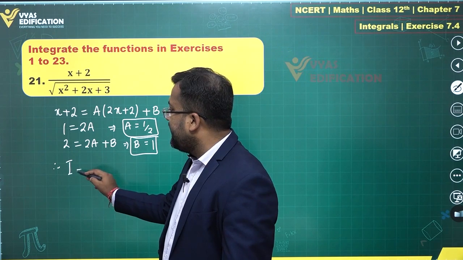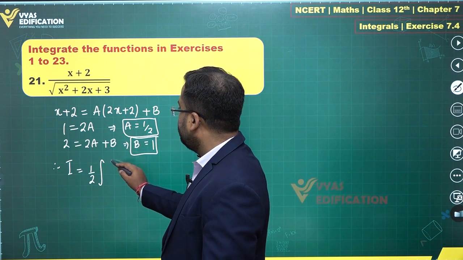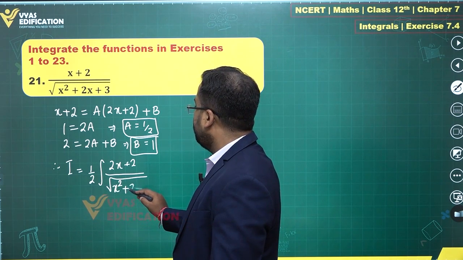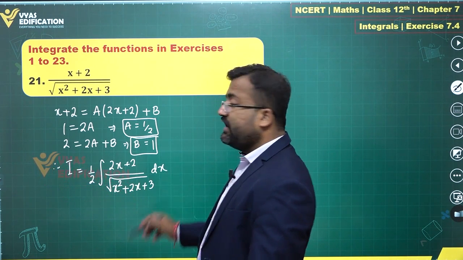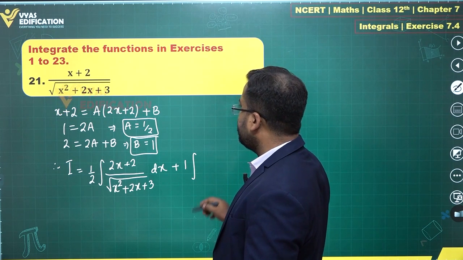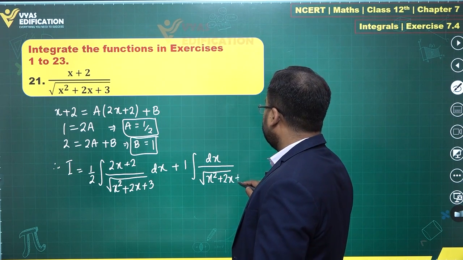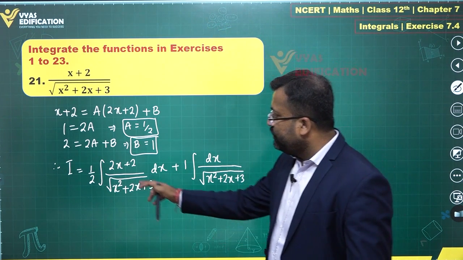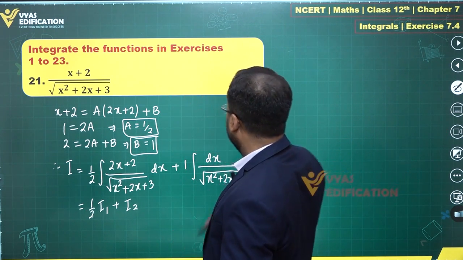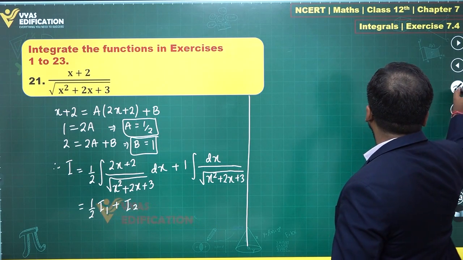Therefore, I can write the integral I as the sum of two integrals: 1 by 2 times the integral of this 2x plus 2 upon under root of this x square plus 2x plus 3 dx. This is one thing that I have. The next thing is the term b having 1 as the coefficient, and you'll have dx upon under root of x square plus 2x plus 3. Now this integral can be called I2, and this integral can be called I1. This is half of I1 plus I2. Now can I find the values of I1 and I2? Yes, I can find the values of I1 and I2.